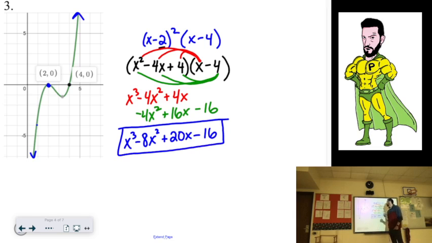Now, if I said, what is the y-intercept of this graph? You would tell me the y-intercept is negative 16. That doesn't even show up on the graph, but if we zoomed out on that graph, it would hit the y-axis at negative 16. Cool. We got one more.